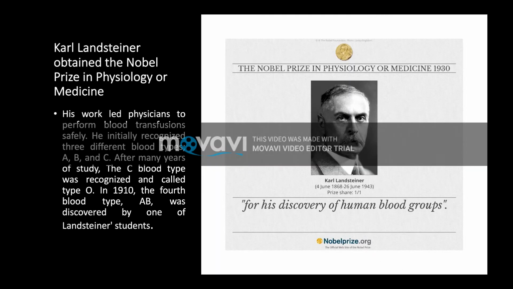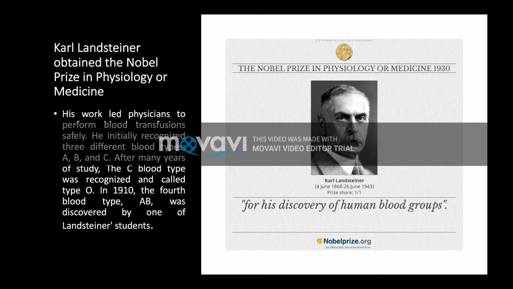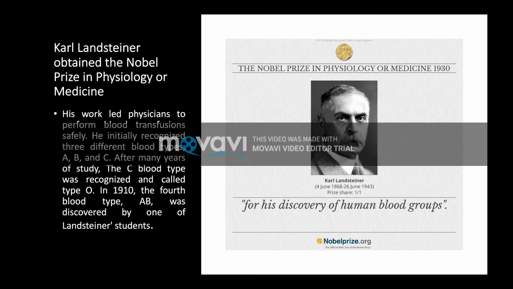In 1930, Karl Landsteiner obtained the Nobel Prize in Physiology or Medicine, and his work led physicians to perform blood transfusions safely. He initially recognized three different blood types, A, B, and C. After many years of study, the C blood type was recognized and called type O. In 1910, the fourth blood type, AB, was discovered by one of Landsteiner's students.